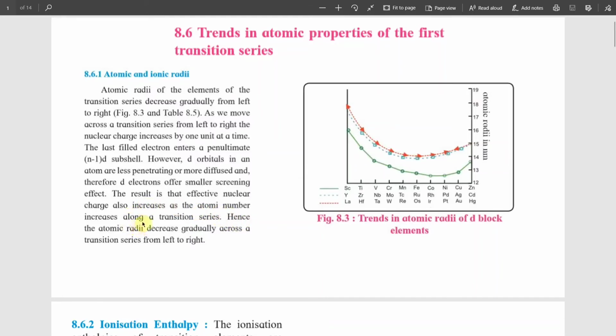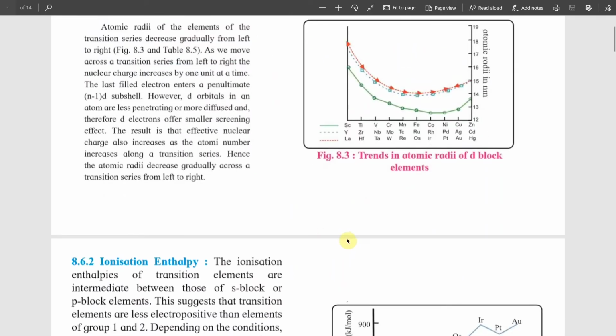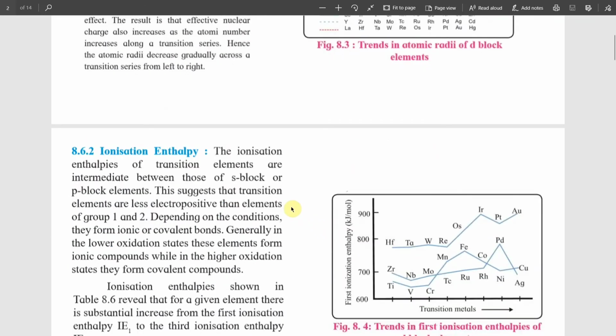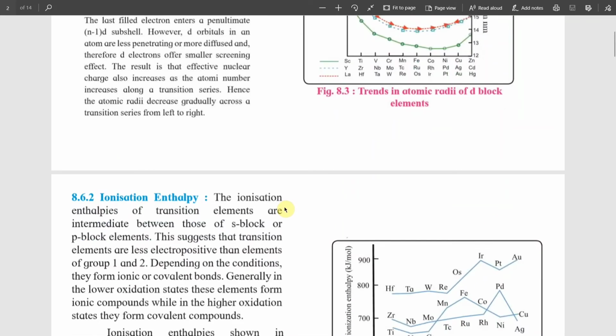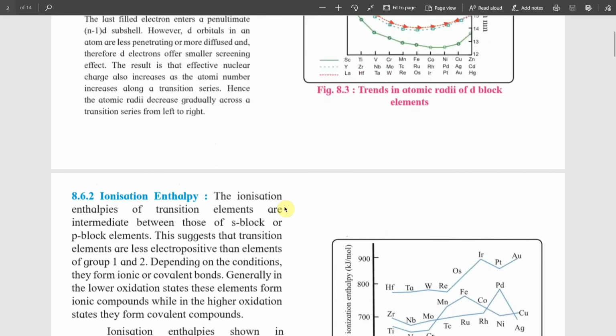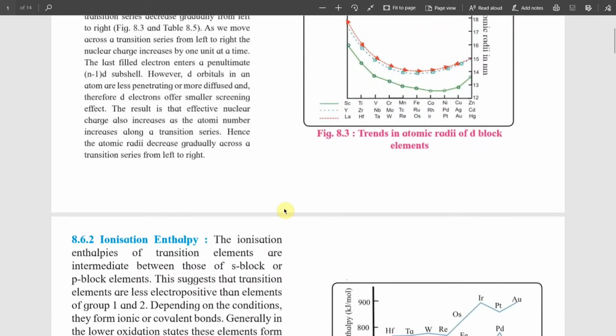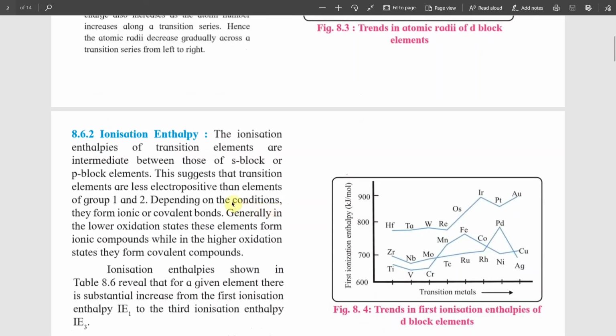You have to observe that these electrons are less penetrating and more diffuse, so they offer a smaller screening effect. The result is that the effective nuclear charge increases as the atomic number increases along the transition series. Hence, the atomic radii decrease gradually across a transition series from left to right.